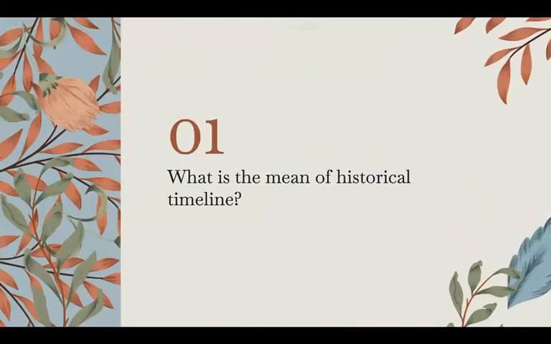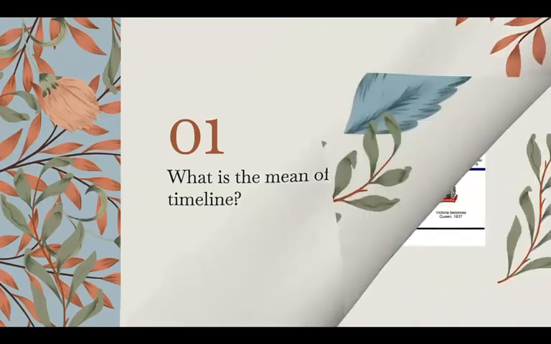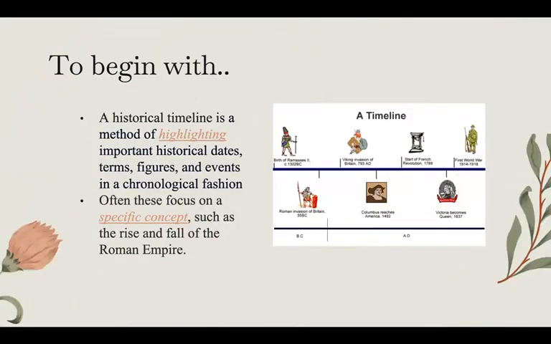First of all, what is the meaning of historical timeline? To begin with, a historical timeline is a method of highlighting important historical dates, terms, figures, and events in a chronological fashion. Often this focuses on a specific concept, such as the rise and fall of the Roman Empire.